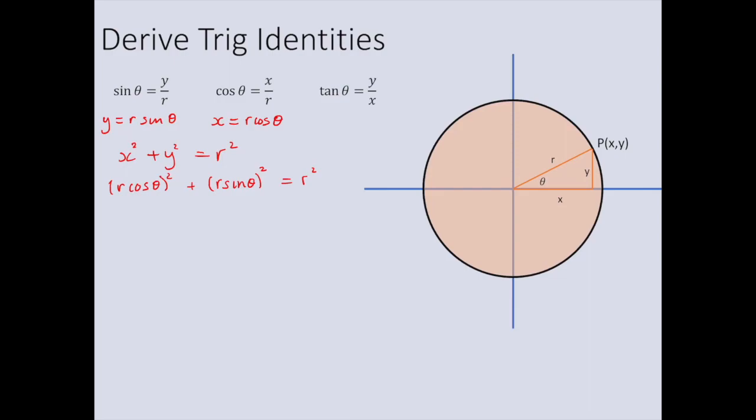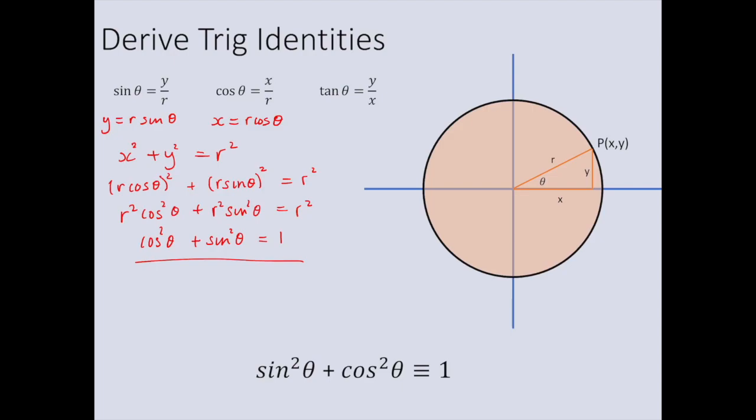So this is going to give us r squared cos squared theta plus r squared sine squared theta equals r squared. And you'll notice that the r squareds all cancel out there. So we'd end up with cos squared theta plus sine squared theta equals 1. And that is our first trig identity. Sine squared plus cos squared equals 1.